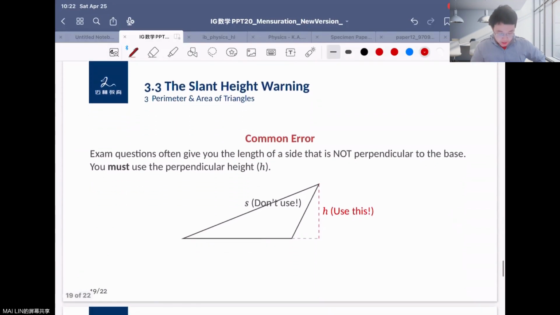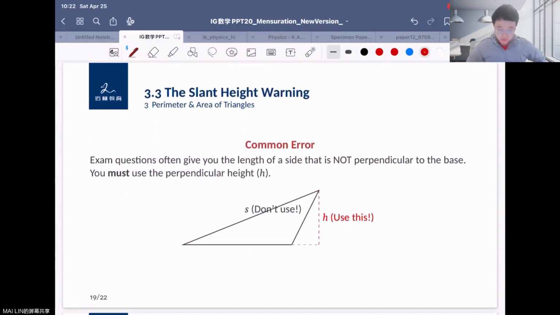And for the slant height, please remember to use height this way. When you consider this as a base, you can draw from the opposite point a perpendicular line right here, okay? So that is the height. So the area here is height times base times a half, okay?